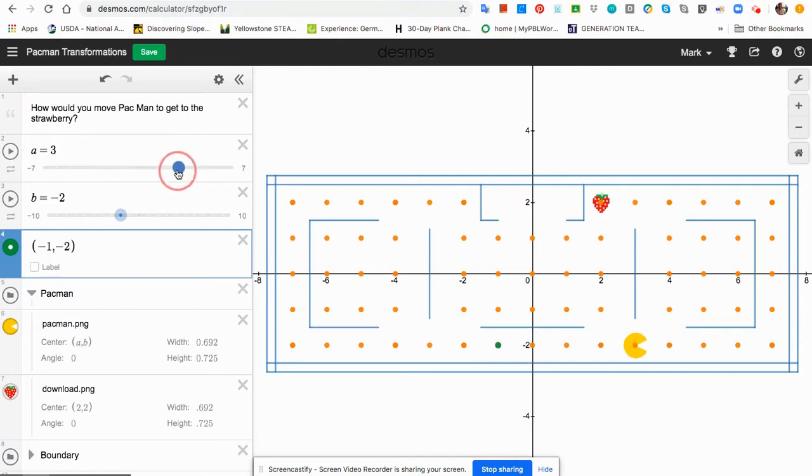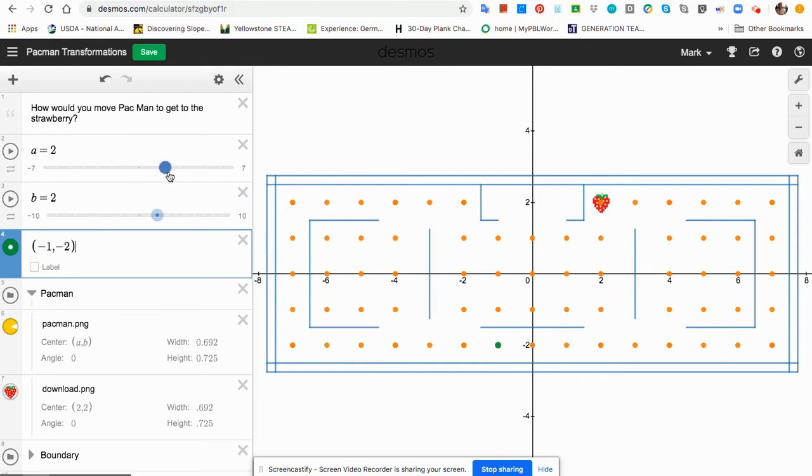In terms of how much I'm going to translate him, it looks like I'm going to go 1, 2, 3. And then I'm going to translate him up. In terms of how far up I'm going to go, it looks like I'm going to go 1, 2, 3, 4. Oh, and in this case, it looks like the strawberry got Pac-Man. All right, so he started at this green dot, and ended where the strawberry was at 2, 2.